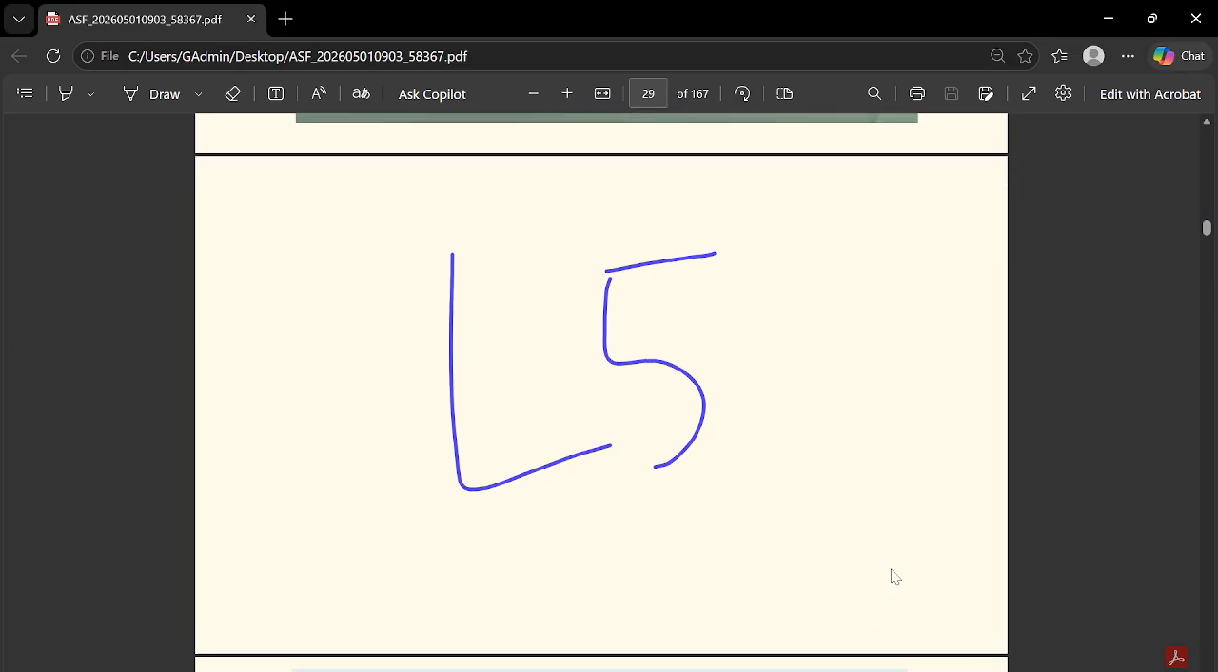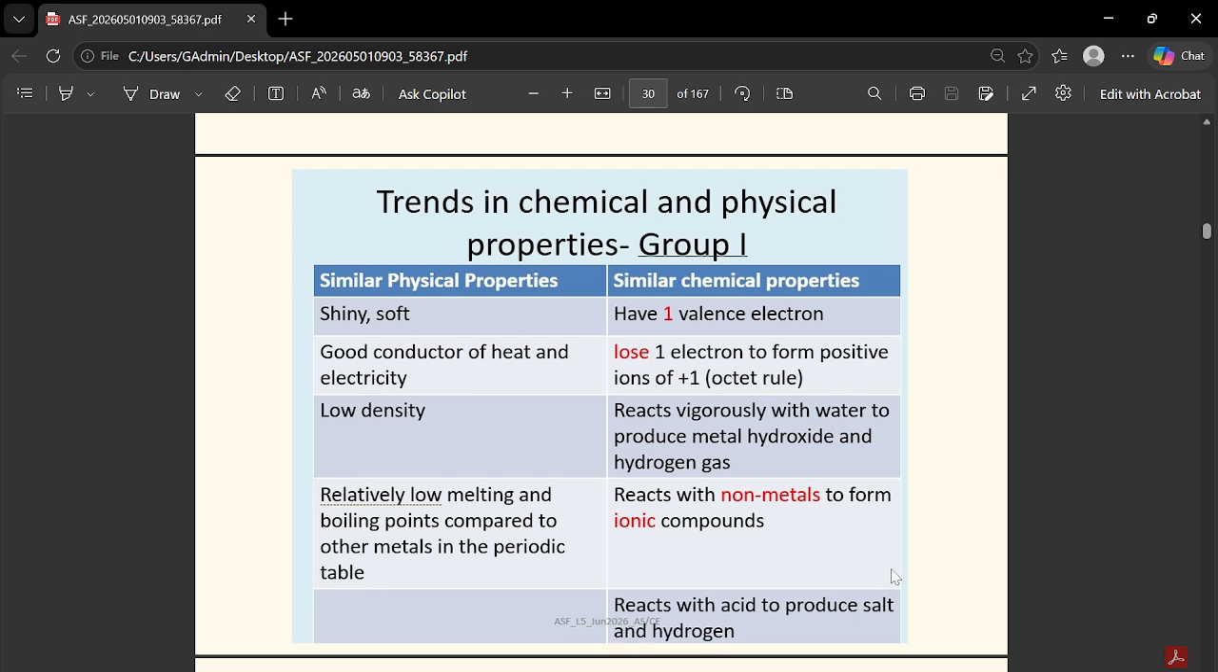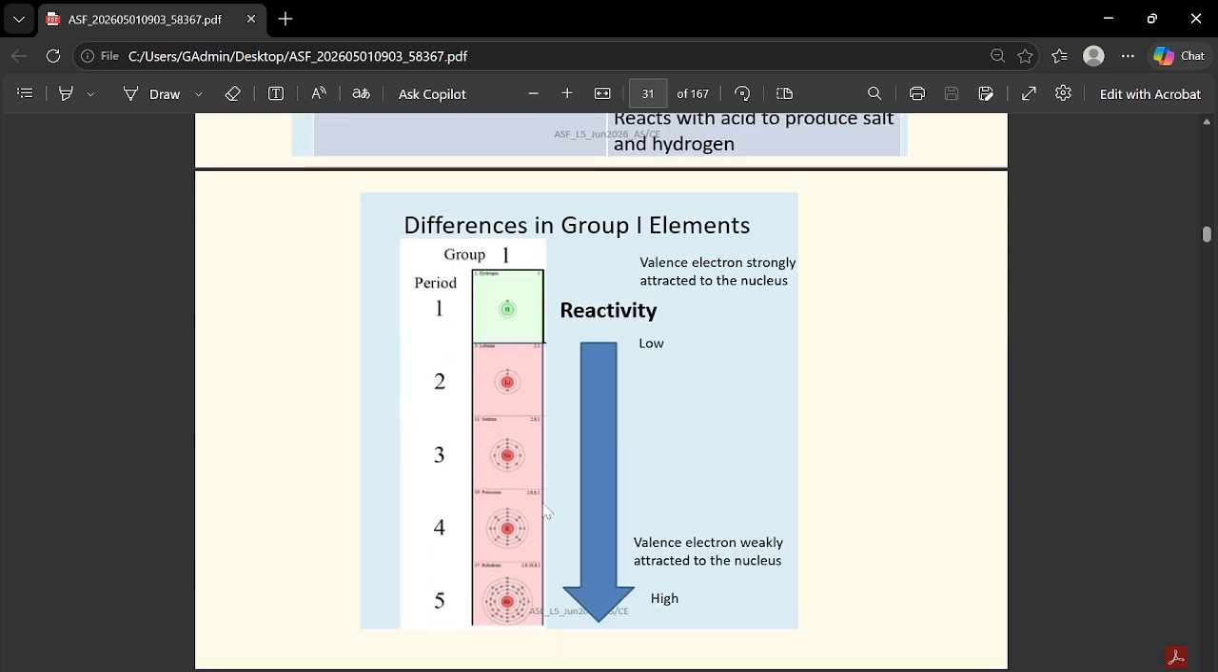Alright, so this is lecture 5. Remember how last lecture we talked about the physical and chemical properties of metals. So this is basically the same thing. So I'm not really going to go through it. But this is one important one that I want to talk about that a lot of people get confused about.